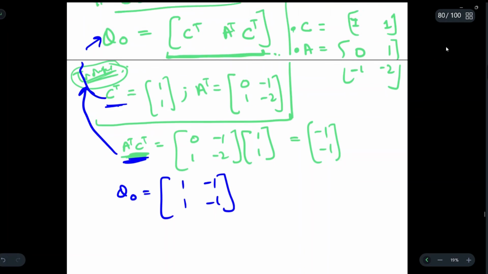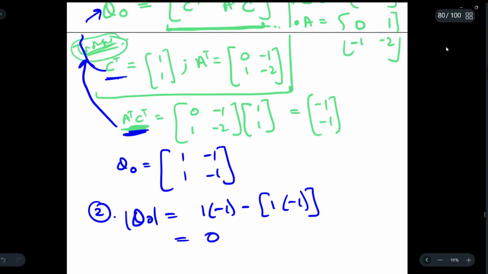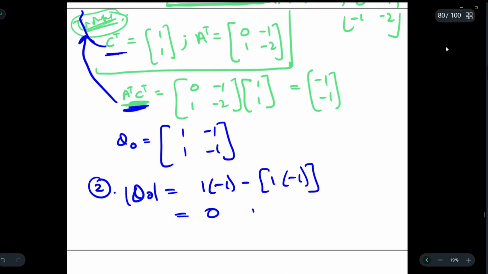Now let us come to the last step, or the second step, in order to find out the observability. On doing so, we will find out the determinant. On finding out the determinant, you will get 1 into minus 1 minus 1 into minus 1. Now you will observe that the answer comes out to be 0. So over here also our system is not observable.